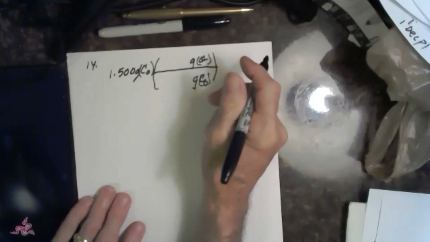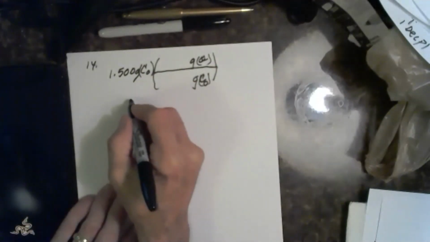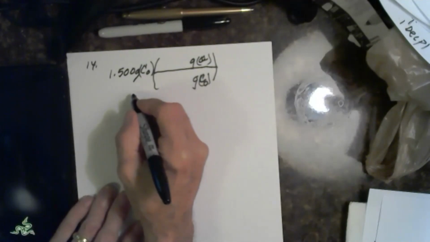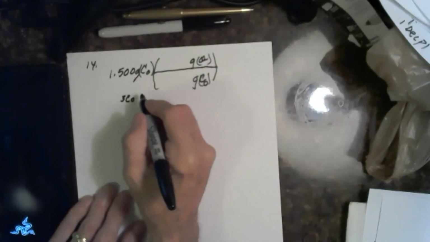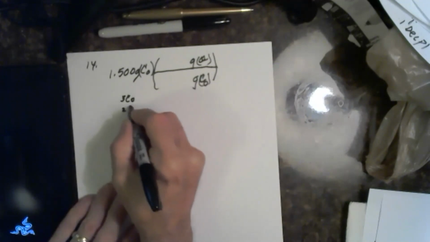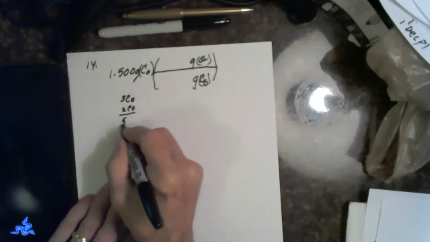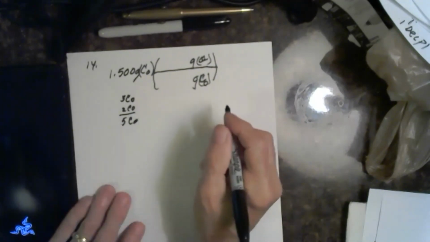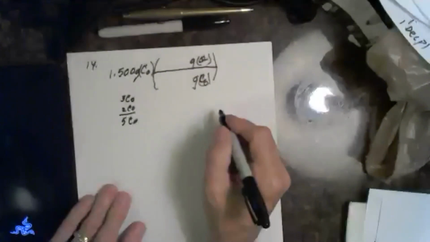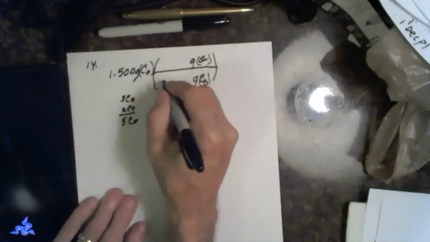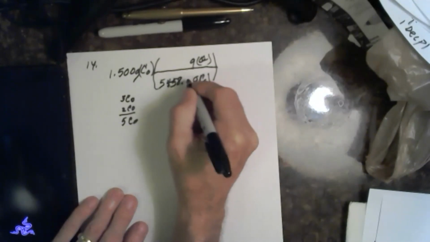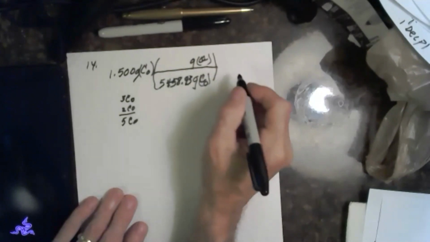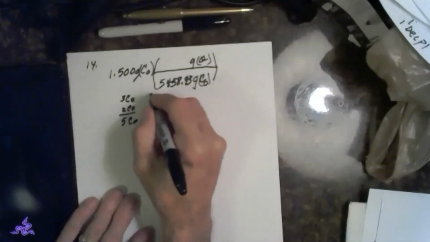Now I've got to have some numbers. I'm looking at the formula of the compound. In the first one, I've got 3 cobalts in the cation, and in the anion, I've got 2 more. I've got a total of 5 cobalts in the compound, and it tells me the atomic weight is 58.93, so I've got 5 of them times 58.93.